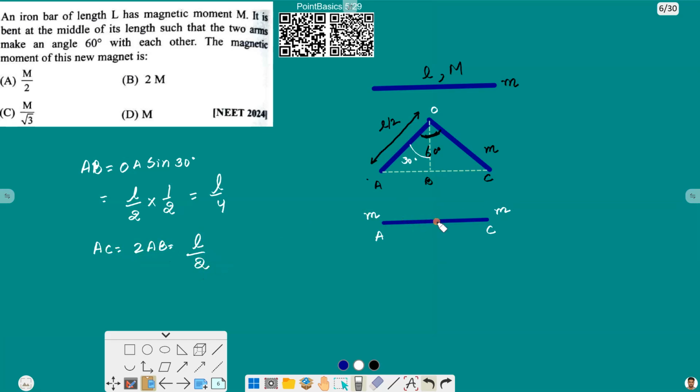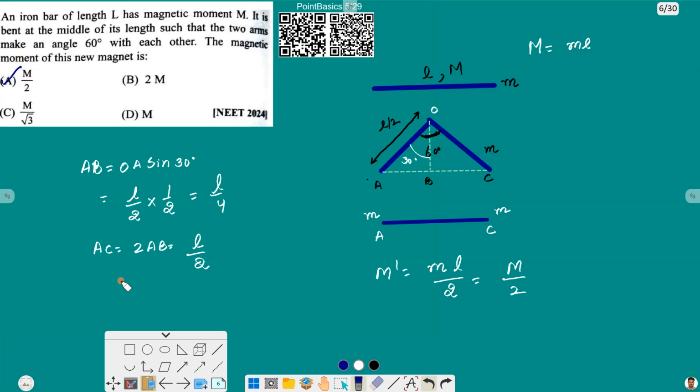So new magnetic moment of the magnet M dash will be m into AC. AC is L by 2, so mL by 2. And we know from the original magnet that capital M is m into L, so it is capital M by 2. So option A will be the right answer here.